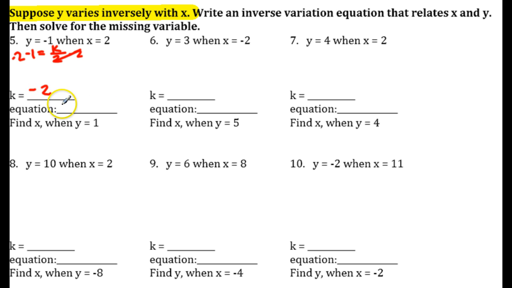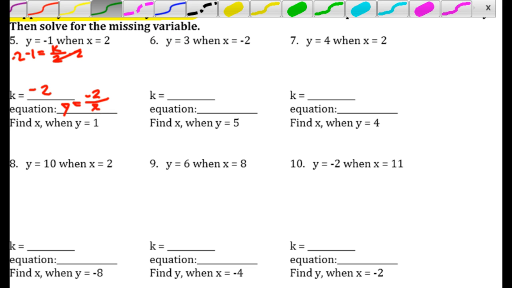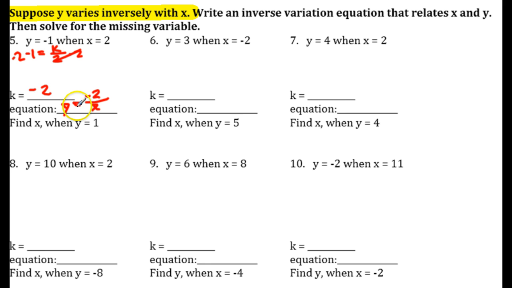So now I'm going to keep it. But now instead of y equals k over x, I'm going to plug in -2 for the k, x on the bottom. And then I'm going to use this new formula to solve for x. So here it says find x when y equals 1. So y is 1 equals negative 2 over x. I'm trying to find x.